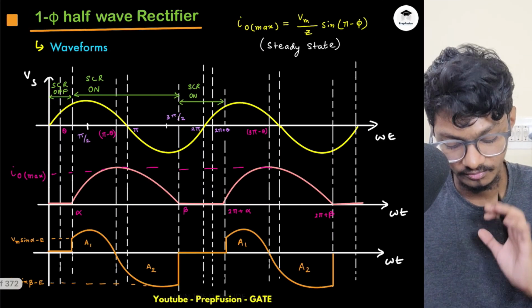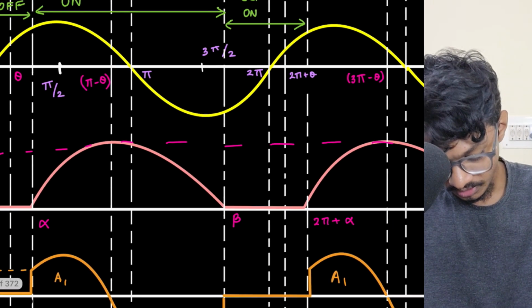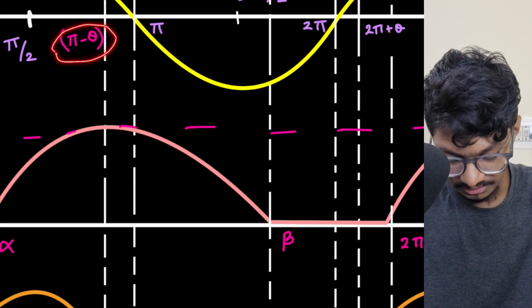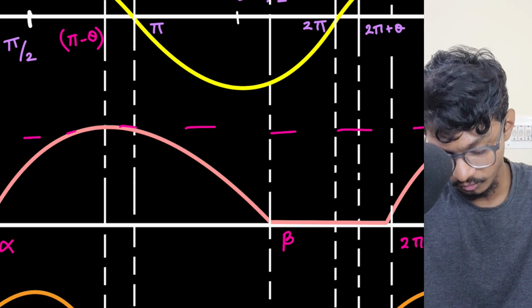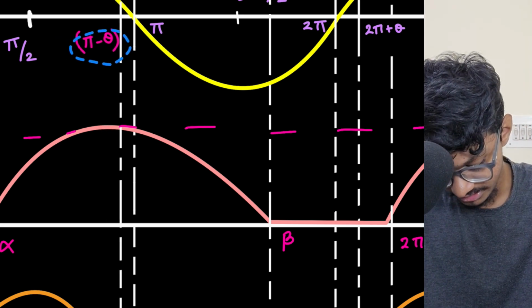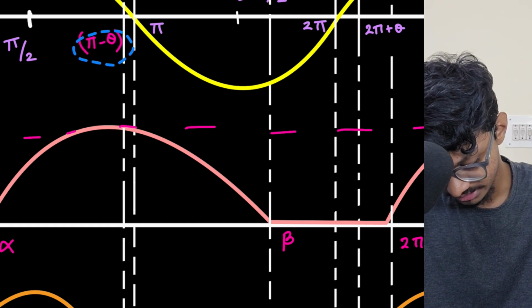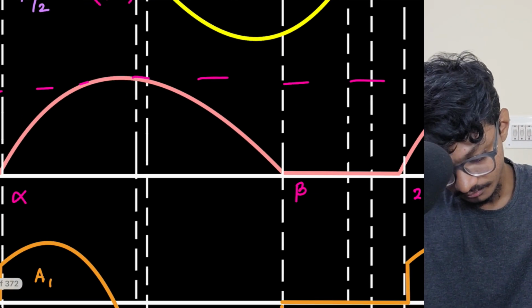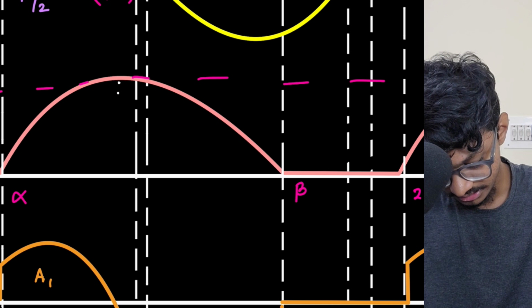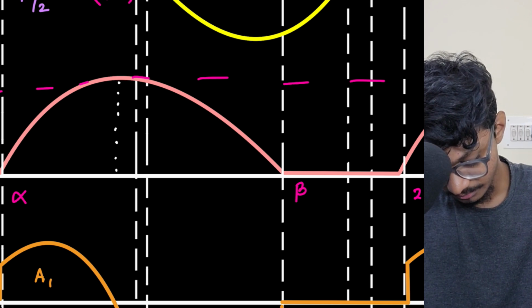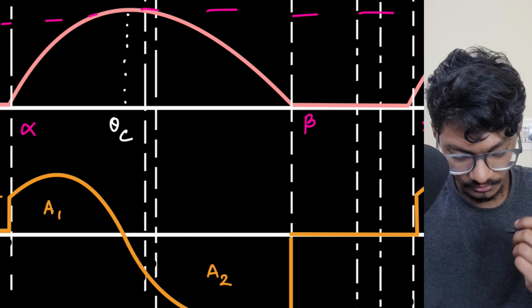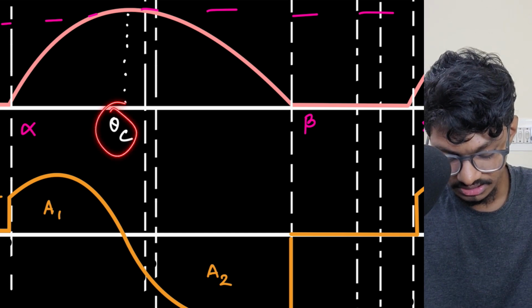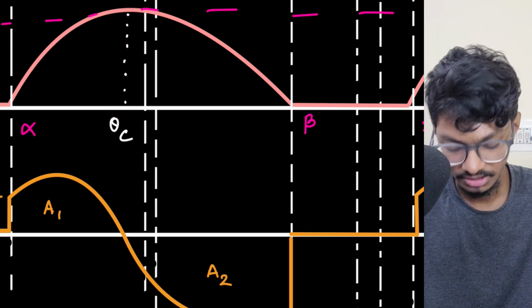Now for the current waveform, here I have done a bit of mistake. Here I have told that at pi minus theta the current will reduce, but the current will actually reduce a bit before that. So if I shift this on the right hand side and mark another point, this is the maximum point, so let's mark this point as theta c. I've explained this theta c. Here current after this theta c is reducing, not at this point.